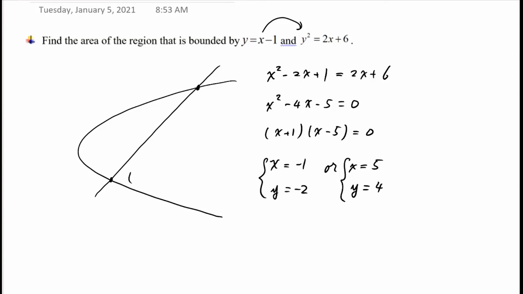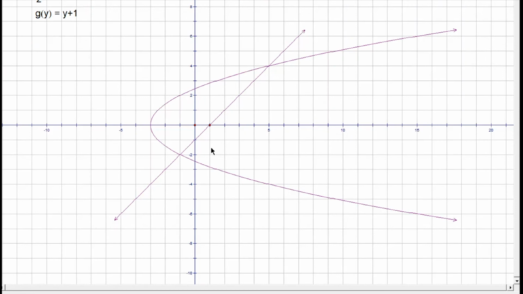So this coordinate right here is -1, -2, and this one here is 5 and 4. Now we can just use this picture. You don't have to put the picture that I'm about to put on your notes, but I want to be precise and I wanted you to see it. This is it, right? Okay, so now you know how to find the intersections.